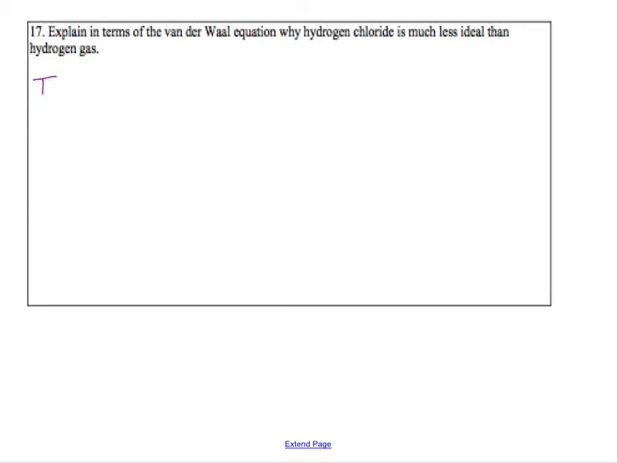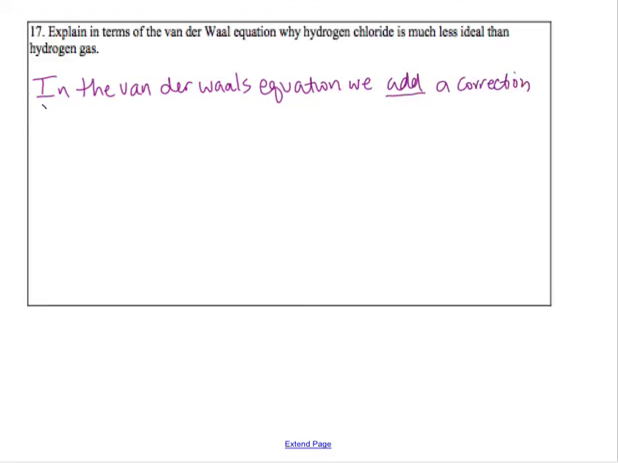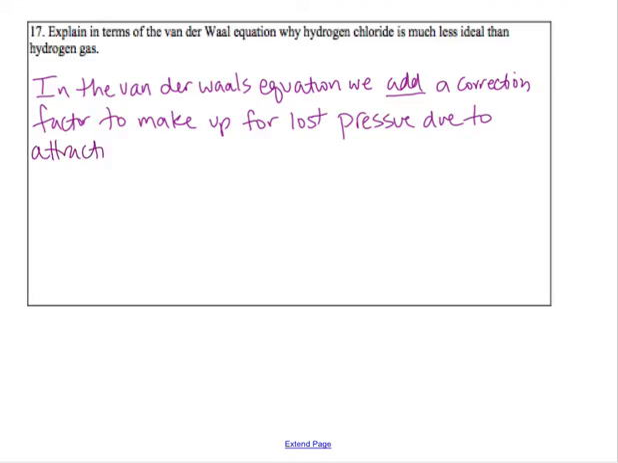So I would start by saying, in the van der Waals equation, and I'm literally just going to write what I think you should say. Not that that's the only way to do it, but: we add a correction factor to make up for lost pressure. Why do we have the lost pressure? Due to what's making the pressure go down? Attractive forces between molecules. So that's referring to the equation.